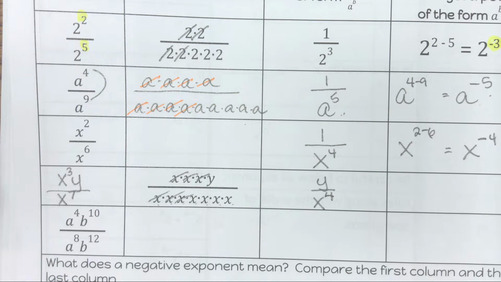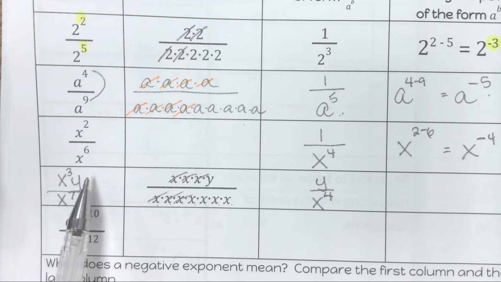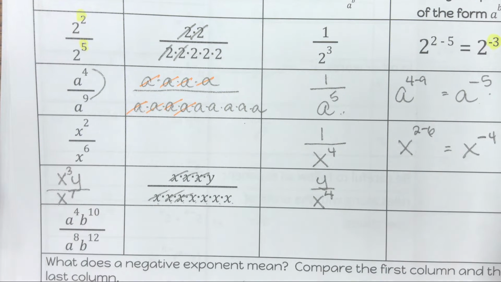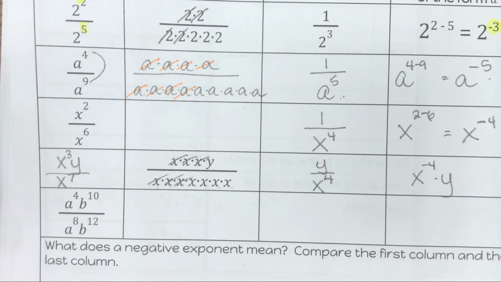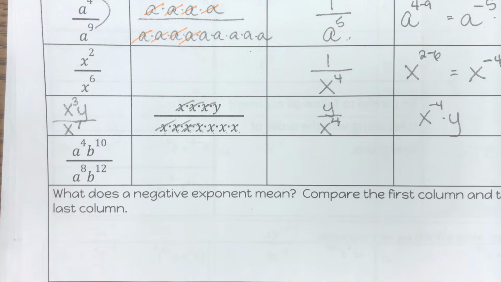If we use our subtraction rule, we would have x to the negative 4th times y. And so when you have 2 numbers and one of them has a negative exponent, that moves it to the bottom of a fraction. So this x to the negative 4th moved to the bottom of the fraction. Okay, let's see if we can do this without writing it out.